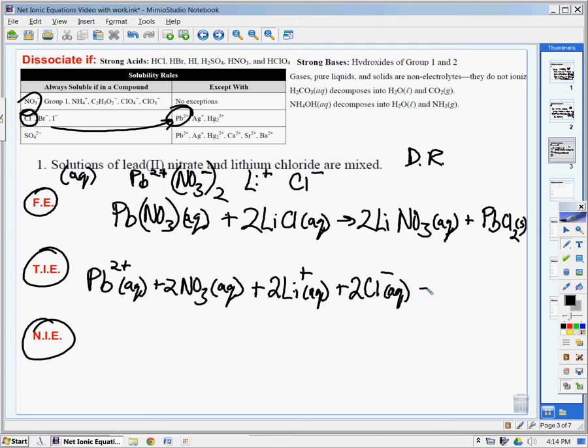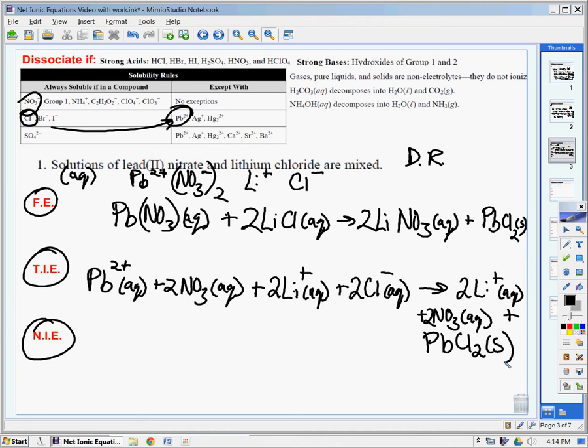And notice space management becomes quite an issue here because I'm running out of space very, very quickly. So I'm just going to go to the next line. Plus NO3. There's 2 of them, and they're aqueous. Plus PbCl2, which is a solid. Yeah, I probably could have managed that line a little better. I didn't want to write anything to the left of the arrow because that would imply it was a reactant, not a product.